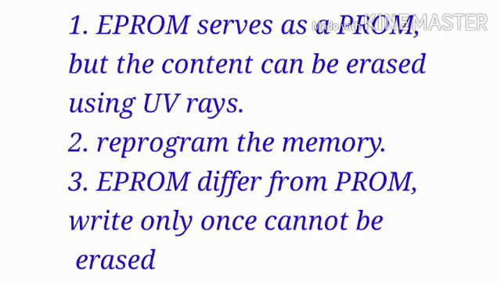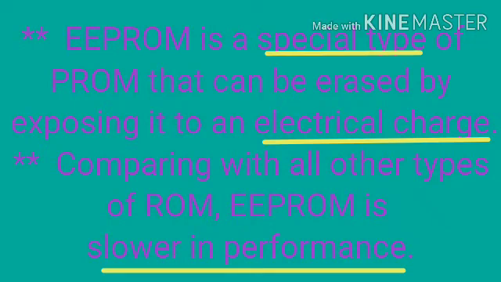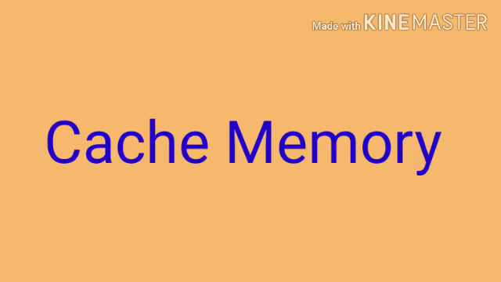Another difference between EPROM and PROM is, in PROM data can be written only once and cannot be erased, but in EPROM we erase the data and reprogram the memory. Okay, the next one is EEPROM, that is electrically erasable programmable read-only memory. It is also a special type of PROM. Using an electrical charge, we erase the data in EEPROM. So it is an electrically erasable programmable read-only memory. Compared to other types of ROM, its performance is slow.